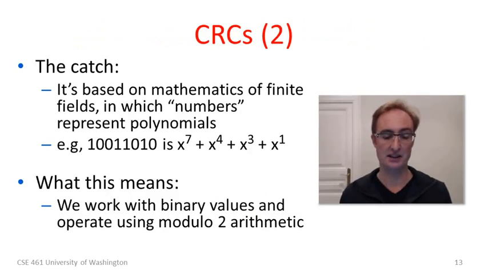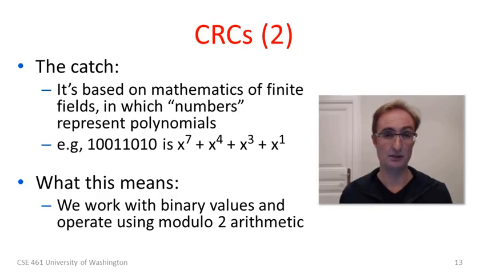The catch for CRCs is that we need to do all of this based on the mathematics of finite fields. The binary sequences here represent polynomials. So in fact, this binary sequence here represents this polynomial. You can see there's a 0 there for x to the 0 or 1. There's 1x to the 1, no x to the 2's, 1x to the 3, 1x to the 4, no x to the 5's, no x to the 6th, and 1x to the 7.